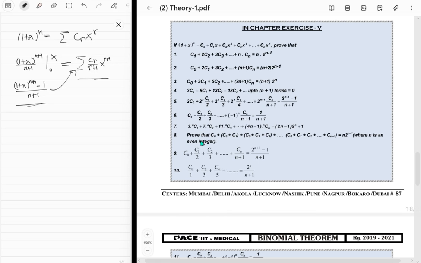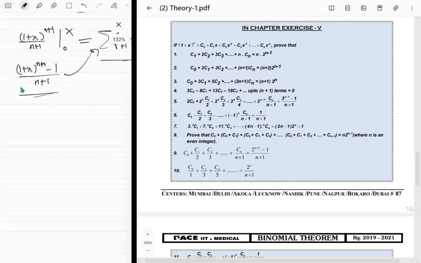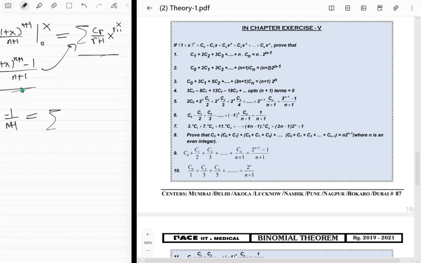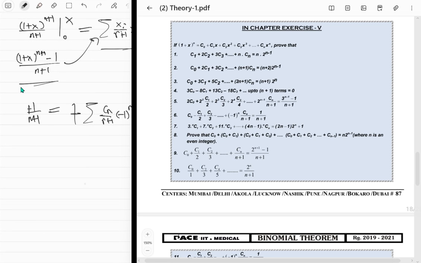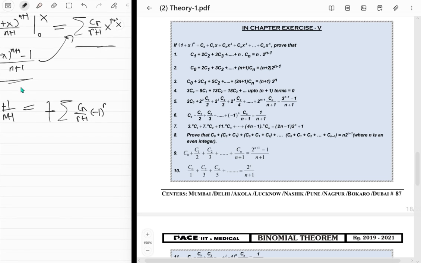positive, negative, right? So what you can put is just x equal to negative 1 right there. I mean, why not? Doing that, you will just get 0^(n+1), so it will be negative 1 upon n + 1. That's going to be equal to the summation of nCr upon r + 1, and then (negative 1)^(r+1), which is like, okay, (negative 1)^r, but then that times negative 1. Why am I separating this negative 1? Because of this. Yeah. So now you just get this summation.